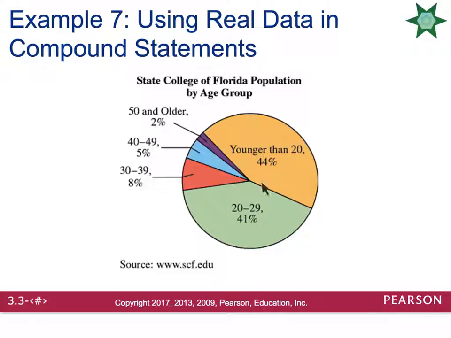This is just student population: 44% younger than 20, 41% 20 to 29, 8% 30 to 39, 5% are 40 to 49, and 2% are 50 or older. Maybe somewhat similar to U of M Dearborn's population, maybe a little bit larger in some of these pieces for U of M.